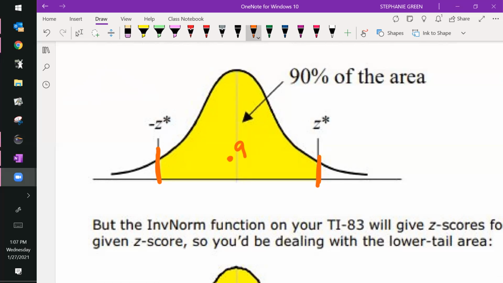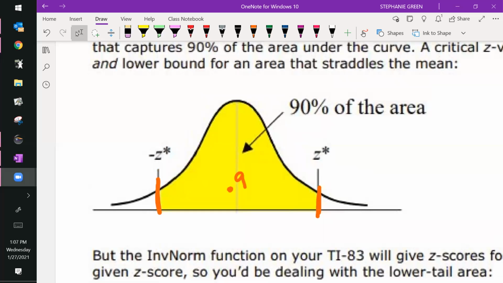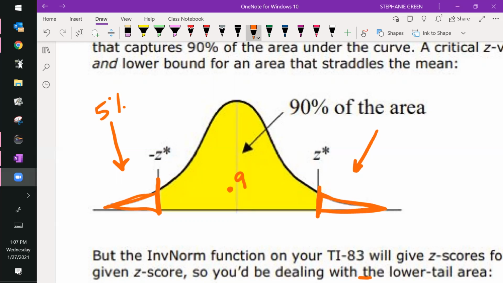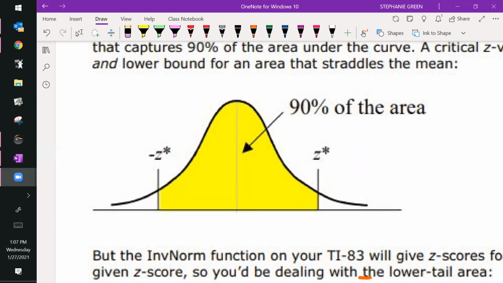So let's think about what we have here. This is 90% of the data, which means these other two tails here have to contain the rest. So if 90% is yellow here, then the rest has to be 10%, right? 90 plus 10% is 100%. And these two tails are identical, right? It's a symmetrical shape here. So if they're each the same and they have to total 10%, that means each of these tails has about 5%. So all together I have 0.05 here, 0.9 here, and 0.05 there. Add them up, you should get 1.